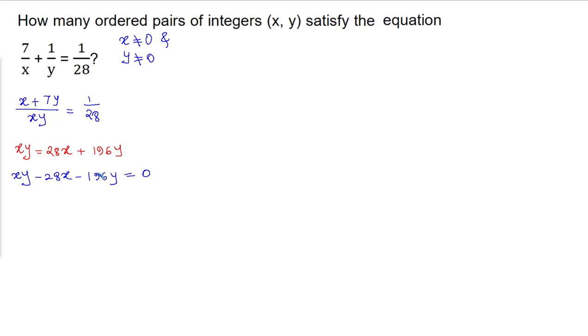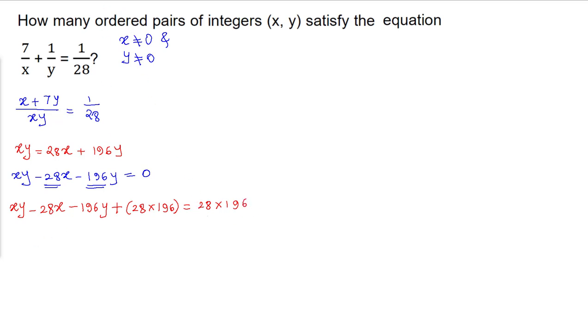In a quadratic equation, after splitting the middle term, there are total 4 terms. The fourth term is the multiplication of the middle two terms, that is the constant. So the multiplication of the middle two terms is minus 28 into minus 196, that is plus 28 into 196. We will not multiply, we'll keep it as it is. Okay everyone, let's have a look. We have xy minus 28x minus 196y, and we want 28 into 196 over here. We are going to add 28 into 196 on both sides. Now let's factorize.